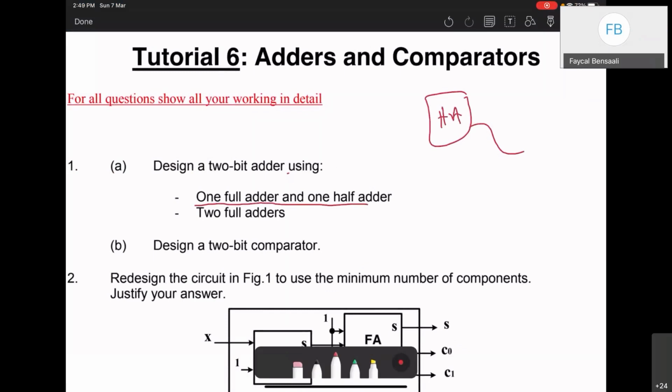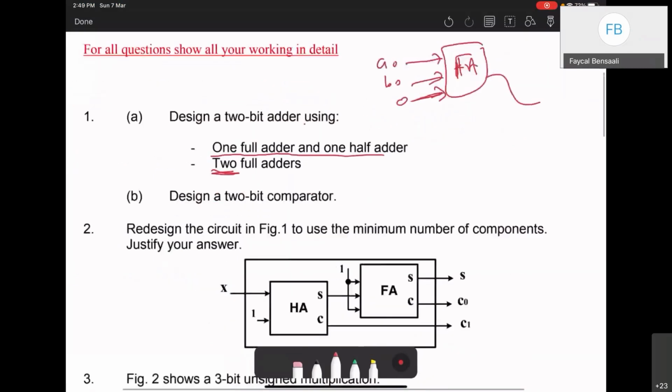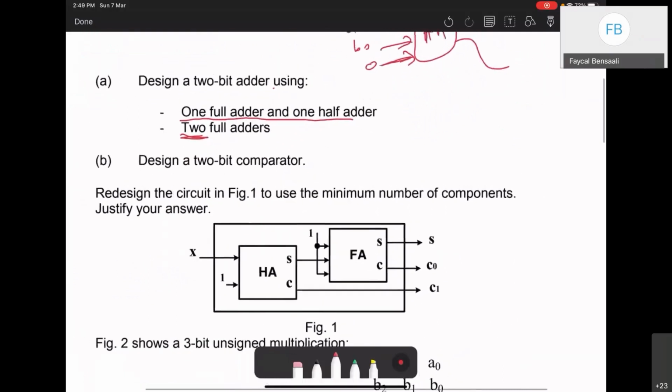So we said the first stage could be a half adder. We have A0, B0, or I can just use 2 full adders. So I can use a full adder and then put 0 here. And that's it. You have the answer. It's already on the... So design a 2-bit comparator.